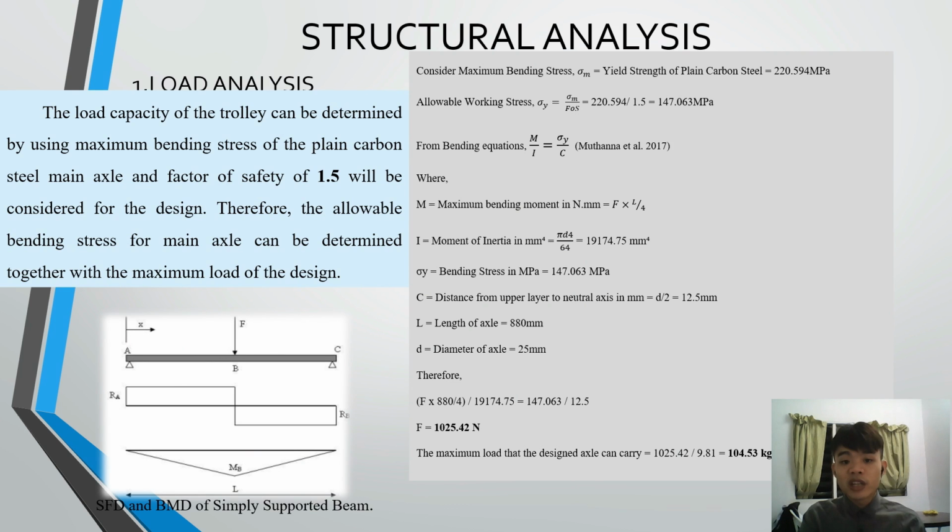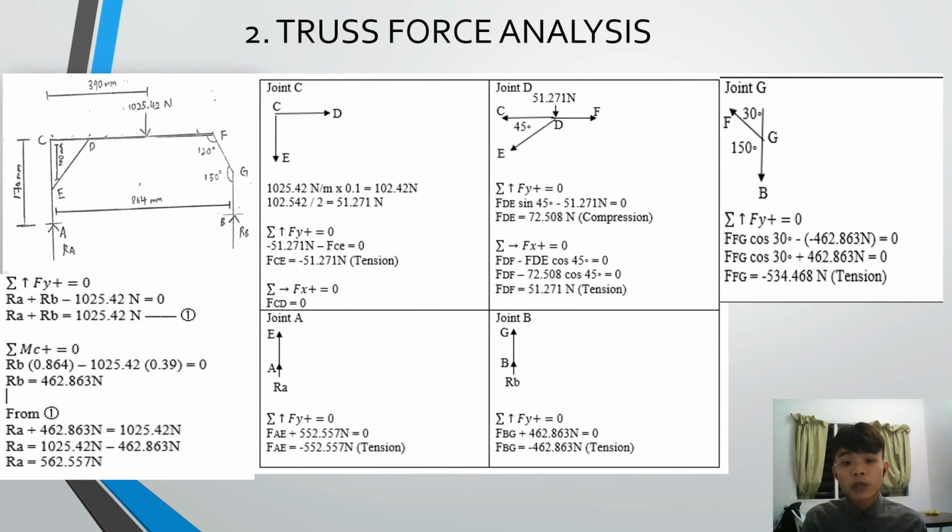Moving to the structural analysis of the trolley, load analysis is carried out to determine the load capacity of the trolley. By using the maximum bending stress of the plain carbon steel axle and the factor of safety of 1.5, the allowable bending stress for the main axle can be determined together with the maximum load of the design. Based on the result from the calculations, the maximum load that the designed axle can carry is 1025.42 Newton or 104.53 kilograms.